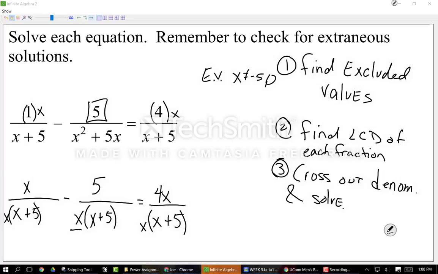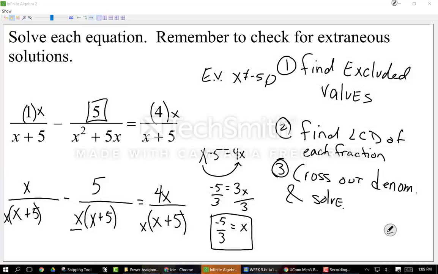Now I solve what's left. X minus 5 equals 4x. Bring that over. That's 3x equals negative 5. Divide by 3. X equals negative 5/3. That number is not an excluded value, therefore you're done. That is the solution to this equation.